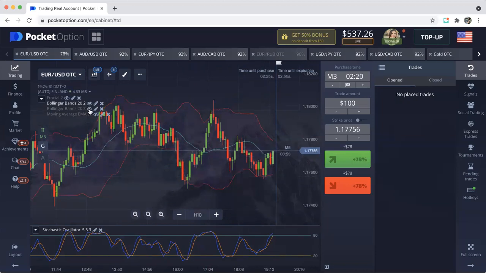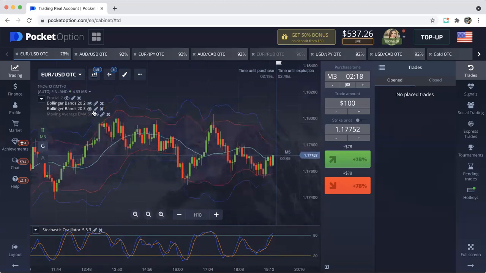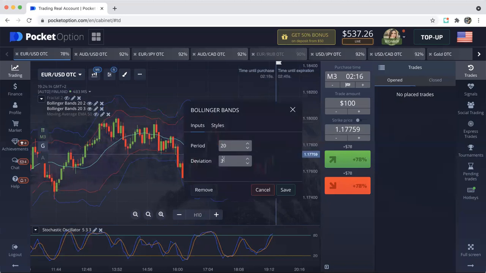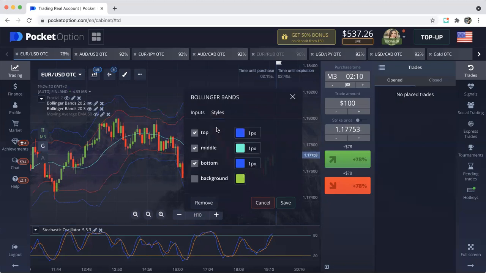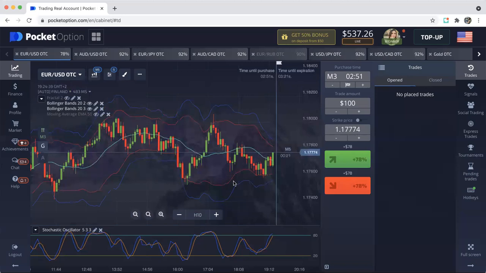20 and 2. The second Bollinger Band, you're going to click this little pencil and you're going to change the deviation to 3. And you're going to change the colors to blue. The background, I just took it off. I personally don't need it. You can have it on if you want to, but I just don't like it. It bothers me. And the middle, you can take off or you can leave on, whatever you want to do.